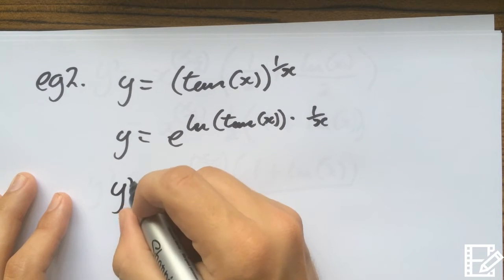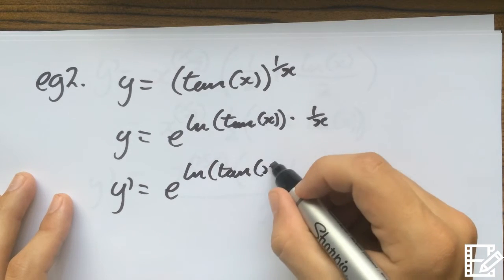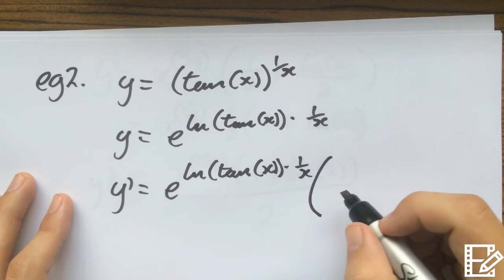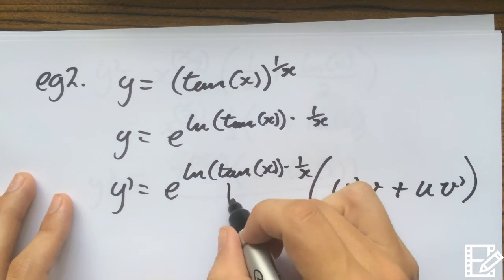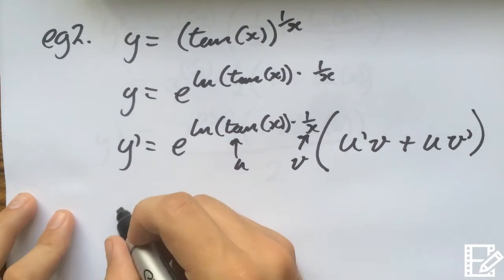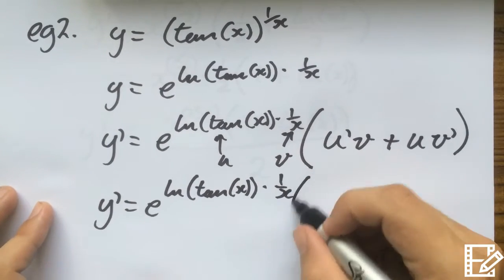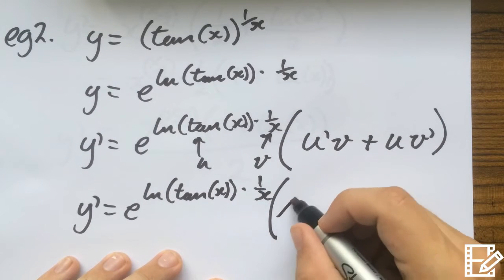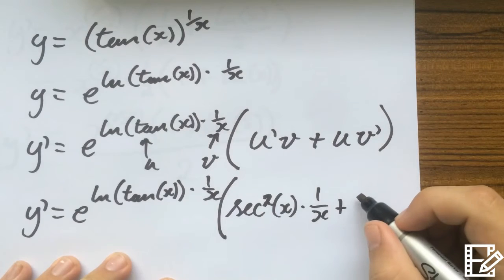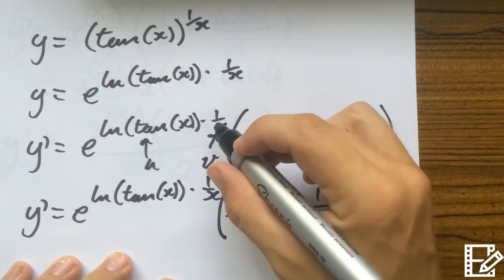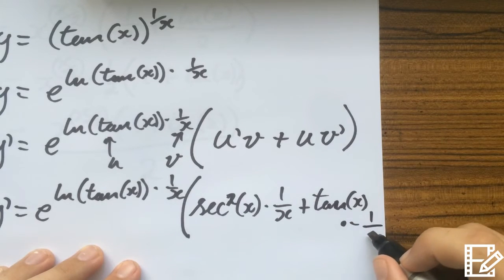Now, the derivative. What's the derivative of e to the power of whatever? The derivative is e to the power of whatever multiplied by the derivative of this whatever. So that'll be u dash v plus u v dash. We'll call this half u and this half v. Okay, u dash. If u is tan x, the derivative of tan x is secant squared of x. And that is multiplied by v, 1 over x, plus u, which is tan x, multiplied by the derivative of v. The derivative of 1 over x is, I can't fit it there, but it's negative 1 over x squared.